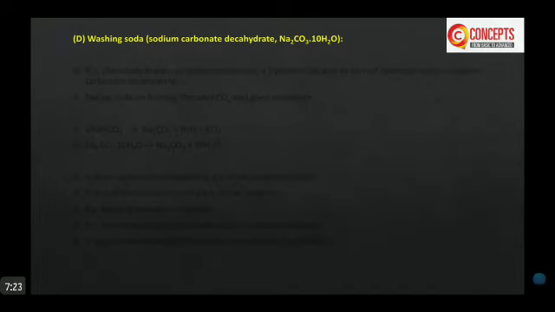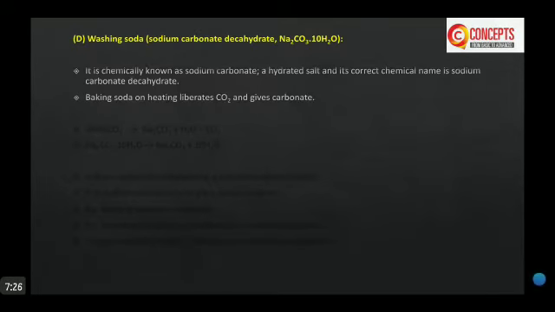What is washing soda? Washing soda is sodium carbonate decahydrate. Its formula is Na2CO3.10H2O. The dot means it is multiplying. So it is chemically known as sodium carbonate, a hydrated salt, and its correct chemical name is sodium carbonate decahydrate. Water is its essential component, making it a hydrated salt, so a huge amount of water is used.